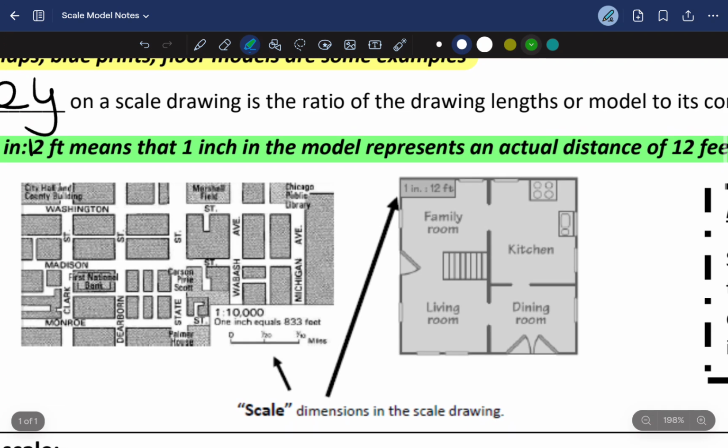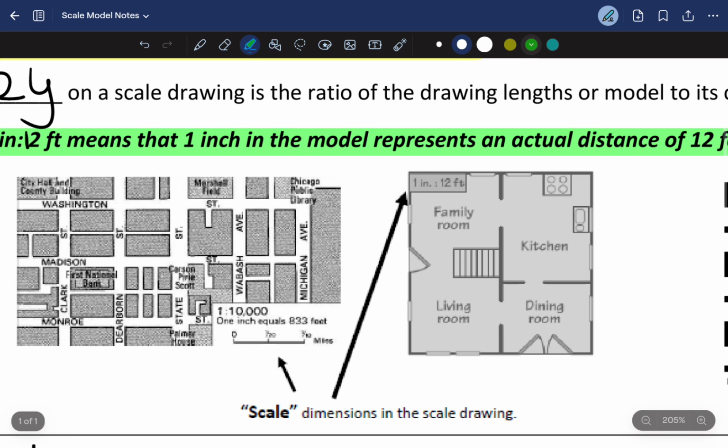This one is a scale. I don't know what it's a scale of, but you can see that there's streets and there's some buildings. Oh, it says Chicago Public Library, so it looks like it's a scale of downtown Chicago maybe. And if you look at the key right here, it says 1 to 10,000. And then it says 1 inch equals 833 feet.